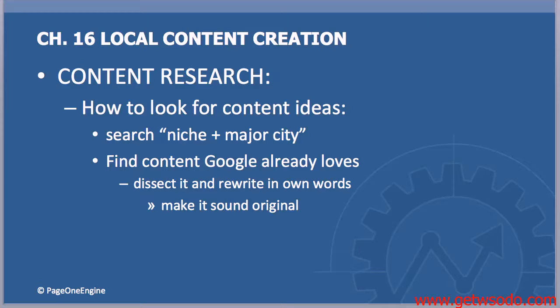Now, how to look for content ideas? Well, what I like to do is go over to a major city and type in my niche and see the top players in the search results. And you obviously know that they're doing something right in the eyes of Google. So I'll look at their content and I'll never copy it, but I'll read it and take out the great pointers and emphasize that in the content that I'm writing. Why not just find content that Google already loves and break down that structure and use it while you're writing your own content? So just dissect it and rewrite it in your own words. And you really want to make it sound original. Google is getting so smart now that it's kind of like having an English teacher give you a grade on how you write your content. So just remember that.